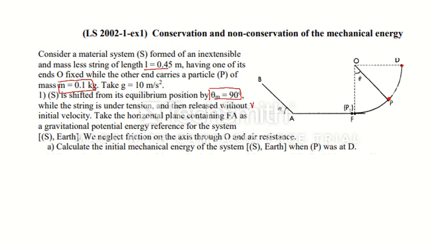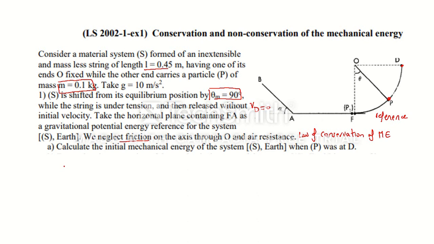So without initial velocity, this means V at the point D is equal to 0. Take the horizontal plane passing through A as a gravitational potential energy reference. So here we have the reference. And we neglect friction on the axis through O and air resistance. So when we say there's no friction, this means I must use the law of conservation of ME, mechanical energy. Now we'll start with the first question.